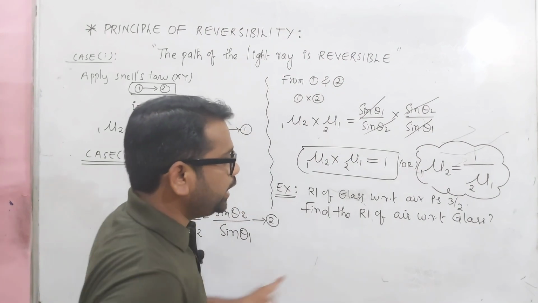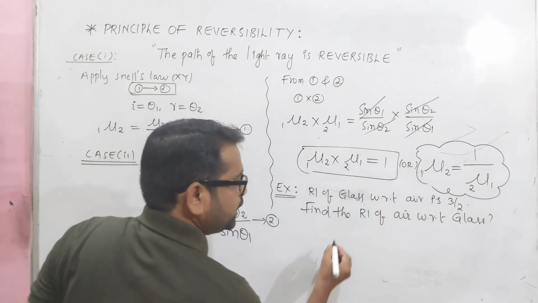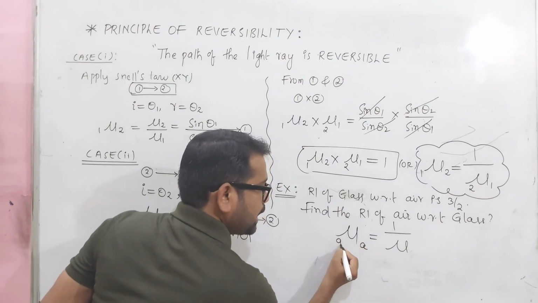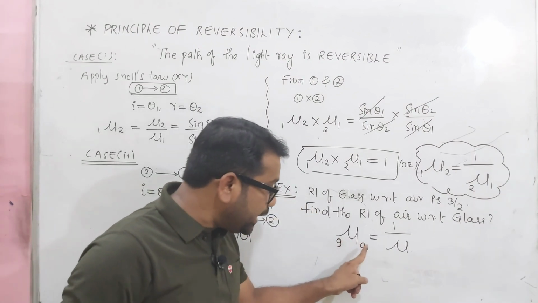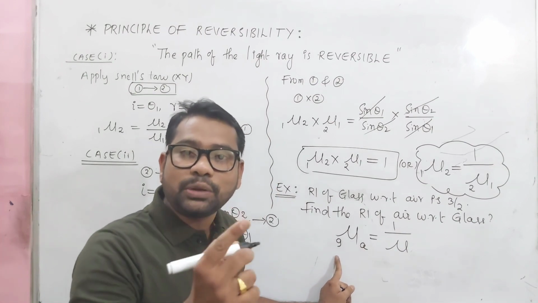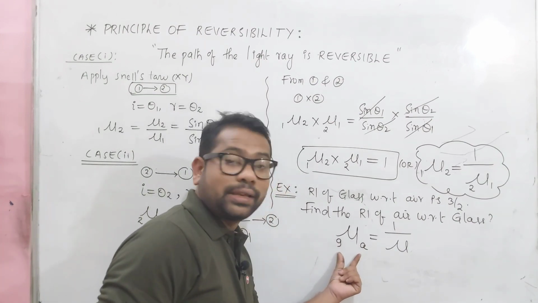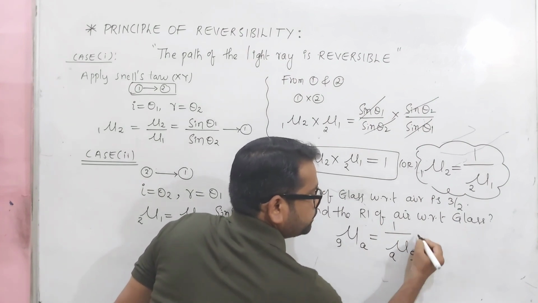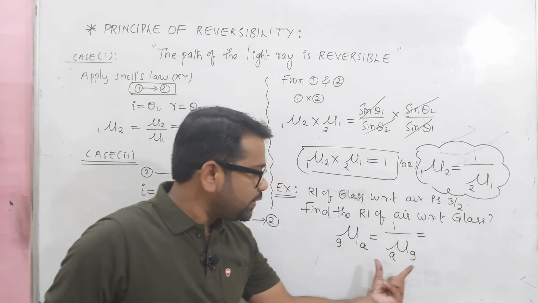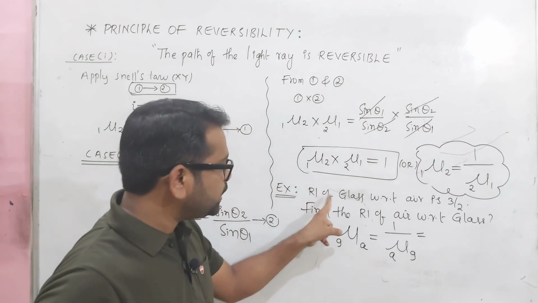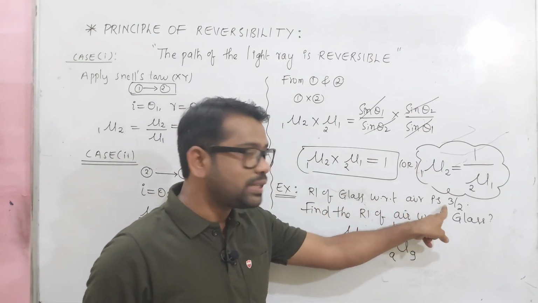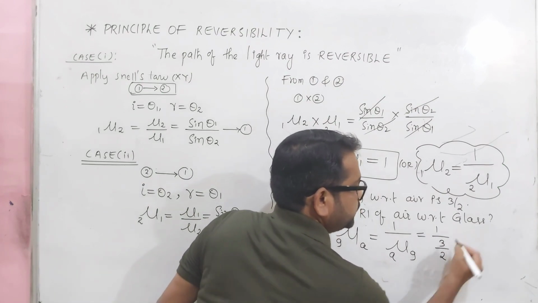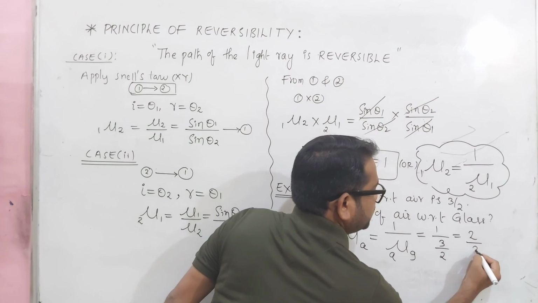Very simple thing. So, according to the principle of reversibility, can we write like this? Refractive index of air with respect to glass, they are asking. Refractive index of air with respect to glass. So, according to the principle of reversibility, it can be written as the reciprocal of the refractive index of glass with respect to air. Got it? This value is given. Look here. Refractive index of glass with respect to air is 3 by 2. So, this is going to be 1 by 3 by 2. This will be 2 by 3. That's it.